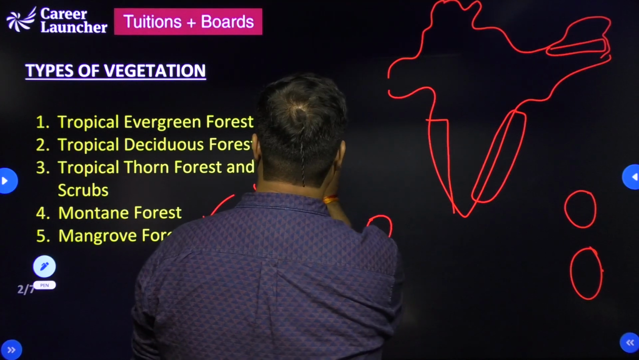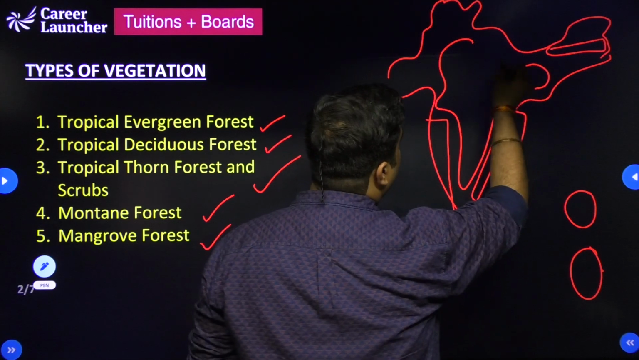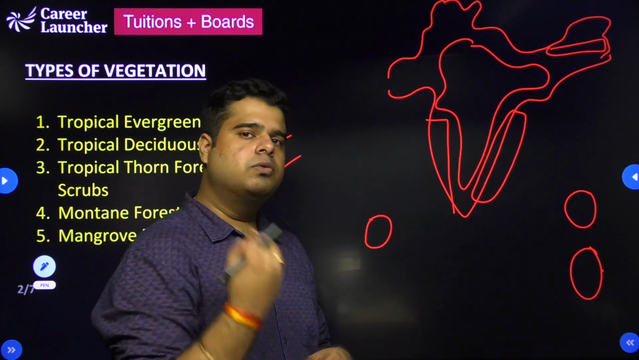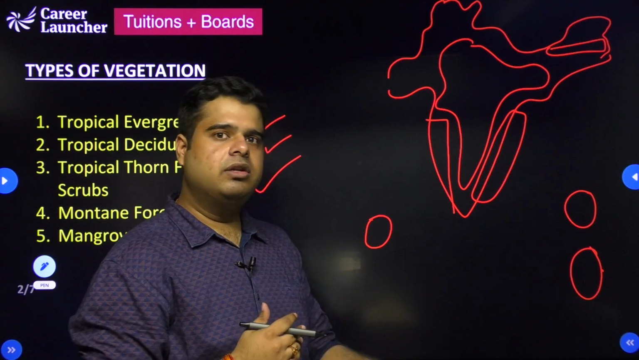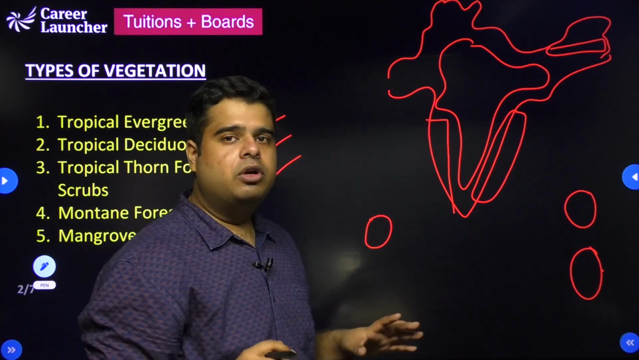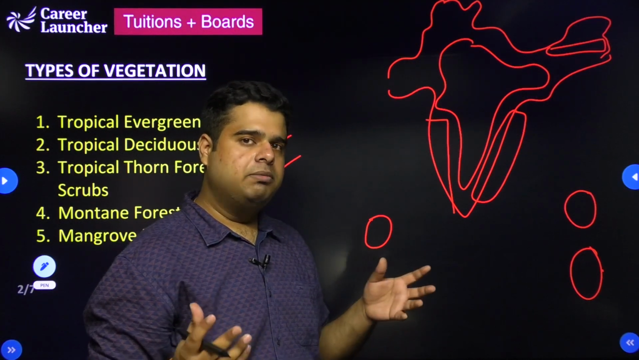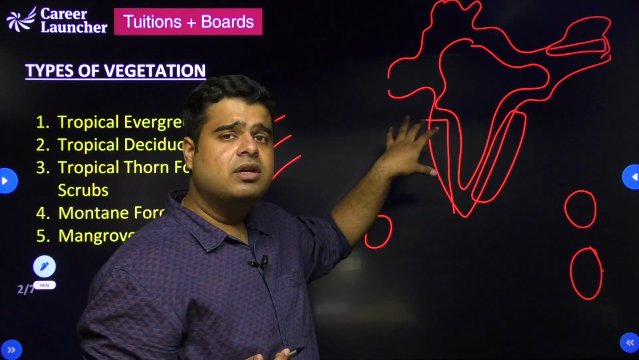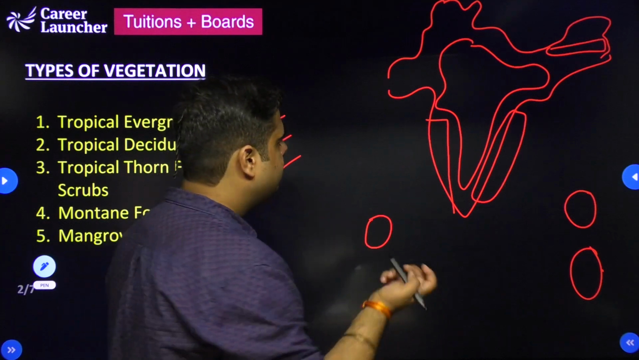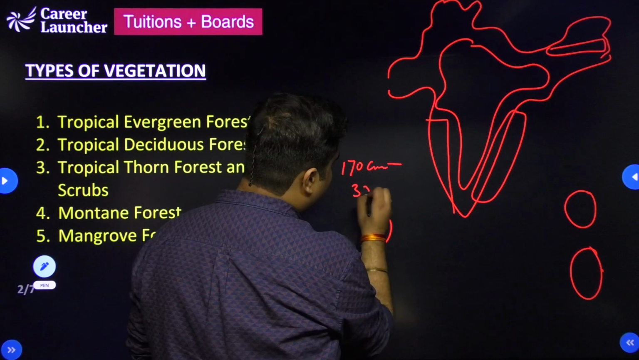The second one, the tropical deciduous forest, which covers the majority of the mainland, is basically dependent on the rain. When the rain arrives, these forests start to blossom and have their leaves. When the rain departs from the mainland, they start shedding their leaves. So during the summer time, you will not be able to see leaves on the trees, but when the rain arrives, they start growing their leaves. And this type of forest covers the maximum portion of India and lies in those regions which have rainfall somewhere between 170 centimeter to 330 centimeter.